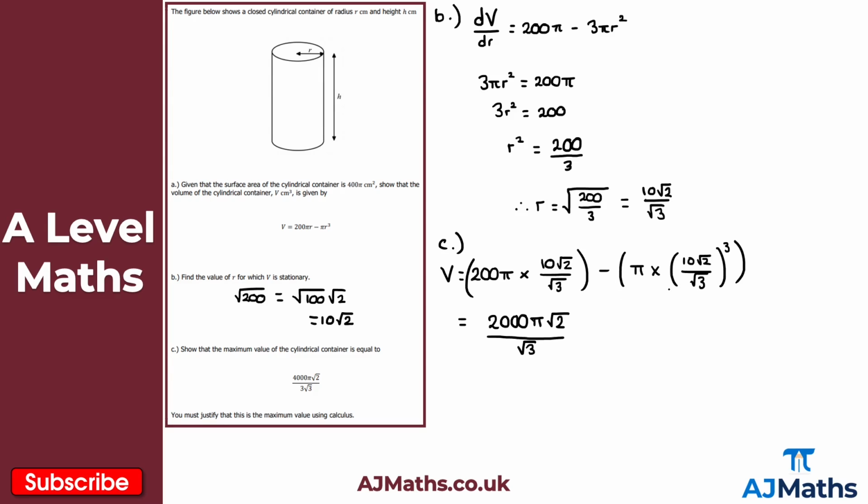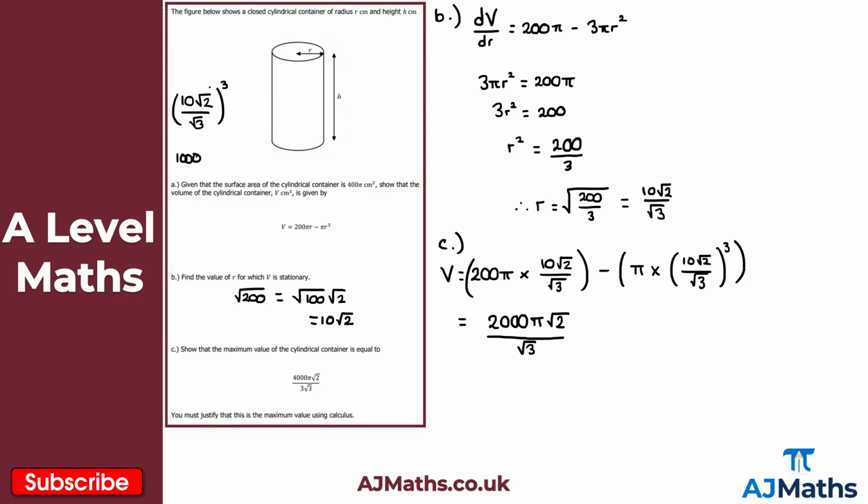We've then got minus here, so I've got pi times 10 root 2 over root 3, and this is all cubed. So let's just deal with this part here being cubed first. Basically, we think about this to begin with the numerator. Well, 10 cubed is 1000. So let's just do this over here. So I've got 10 root 2 over root 3, and this is all cubed. So 10 cubed is 1000.